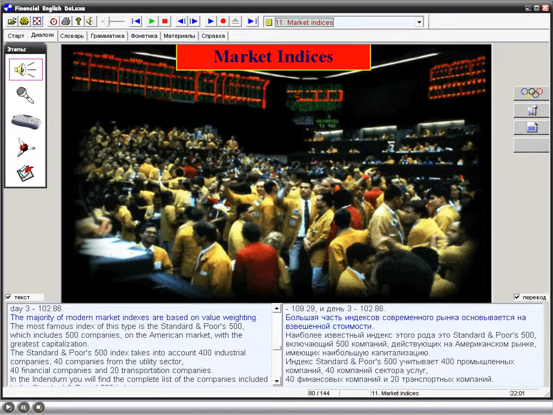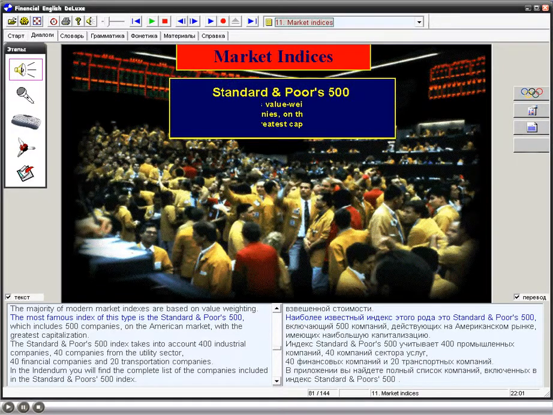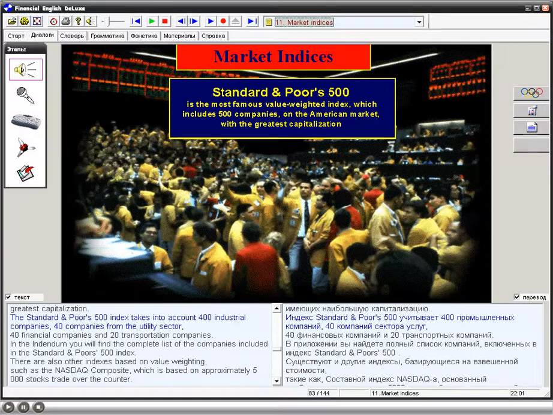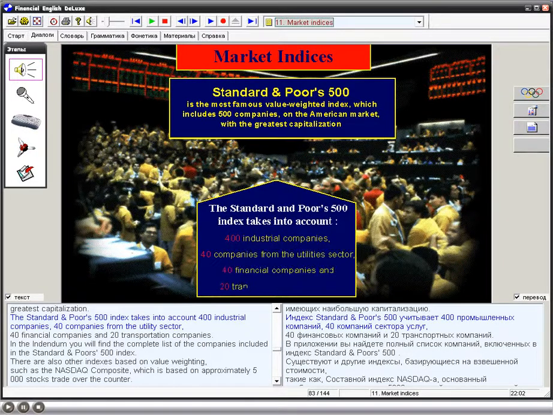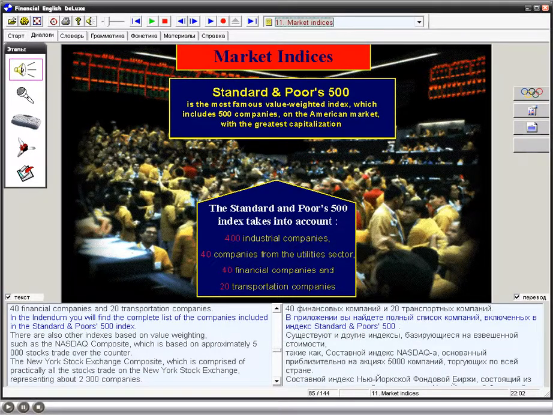The majority of modern market indices are based on valuating. The most famous index of this type is the Standard & Poor's 500, which includes 500 companies on the American market with the greatest capitalization. The Standard & Poor's 500 index takes into account 400 industrial companies, 40 companies from the utility sector, 40 financial companies, and 20 transportation companies. In the addendum, you'll find a complete list of the companies included in the Standard & Poor's 500 index.